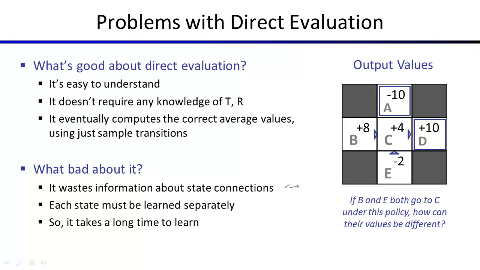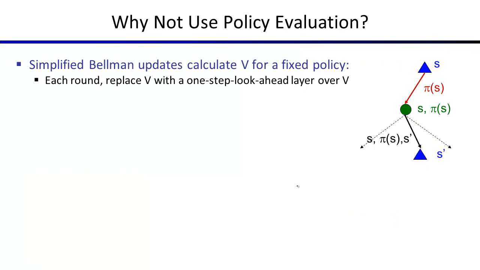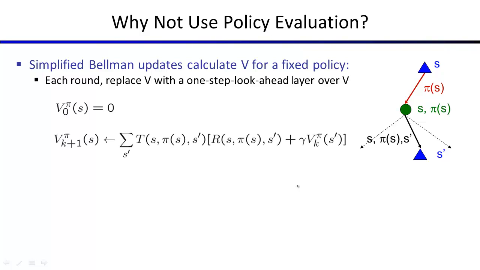Okay, so the B and E, this is the issue we discussed. So why not use policy evaluation? We saw policy evaluation in last lecture. We said, well, what do you do in policy evaluation? Well, this is what you do. You start with the value for 0 time steps left is 0 for all states. Definitely could still do that. And then to find the value for k plus 1 time steps left, you recurse and use the value for k time steps left.